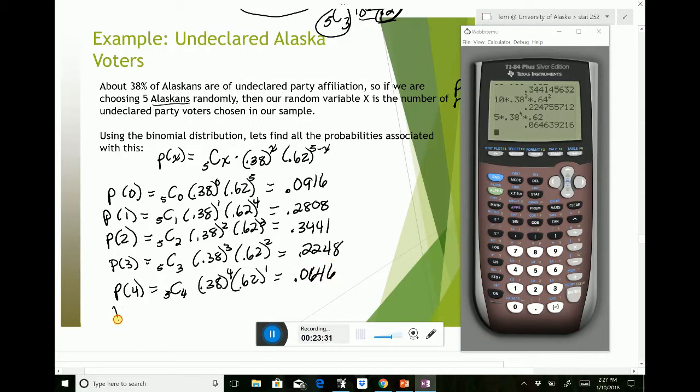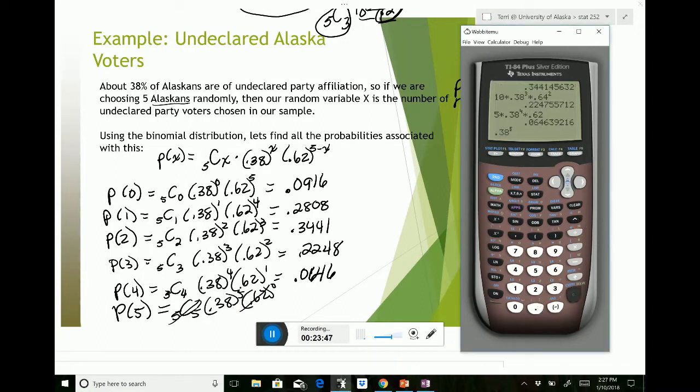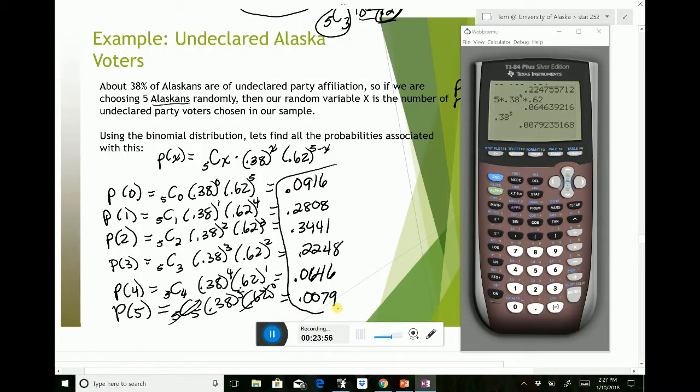0.0646. Probability of 5. 5 choose 5, 0.38 to the 5th, 0.62 to the 0. This becomes 1. This becomes 1. And all we have is 0.38 to the 5th, 0.0079. So here's all your probabilities associated with that.